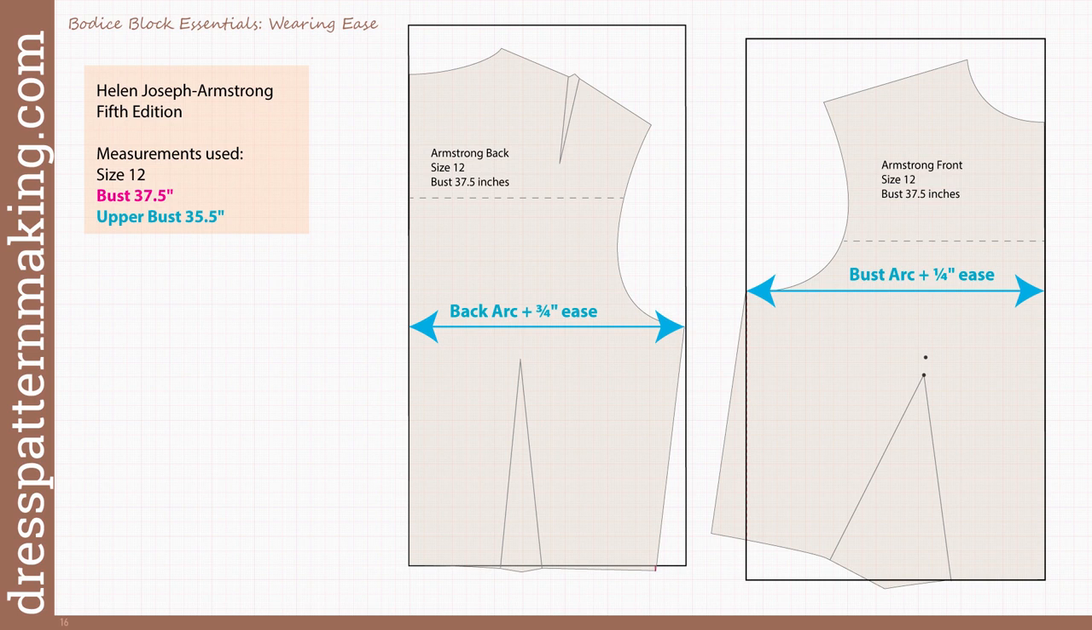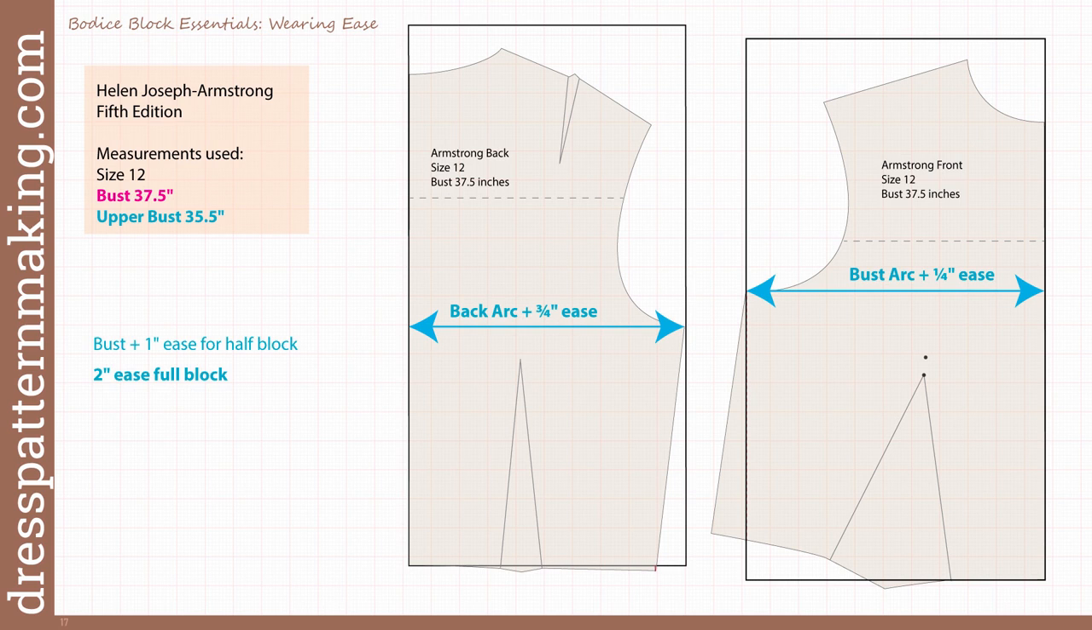So in the instructions, 3/4 of an inch ease is added to the back arc and 1/4 inch ease is added to the bust arc. So adding the 3/4 of an inch plus 1/4 of an inch means 1 inch for the half block and 2 inches ease for the full block.